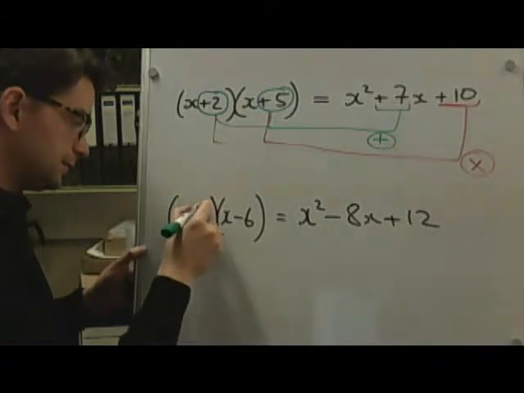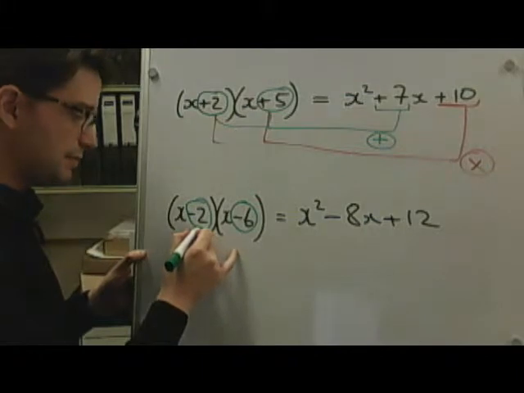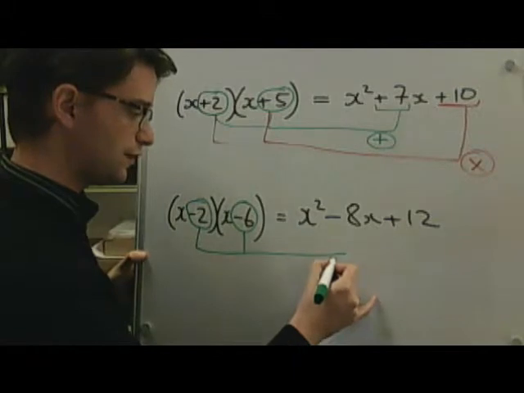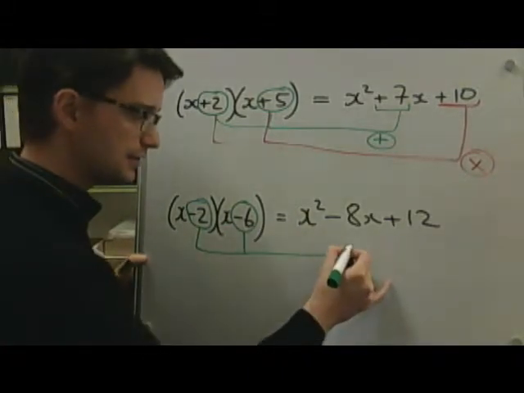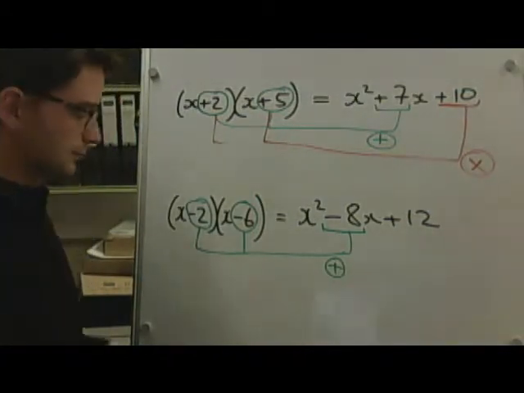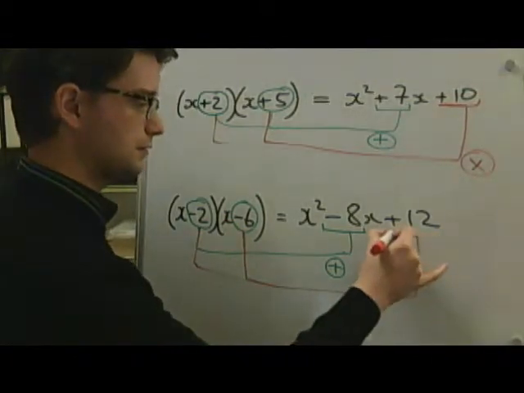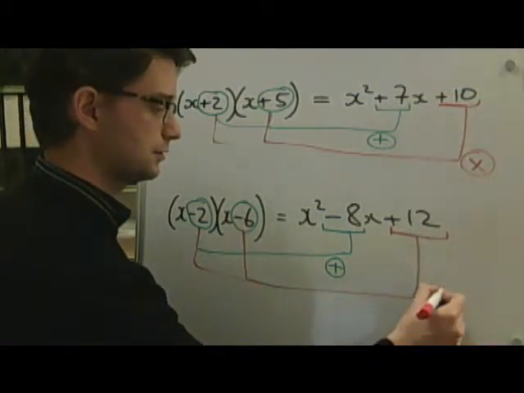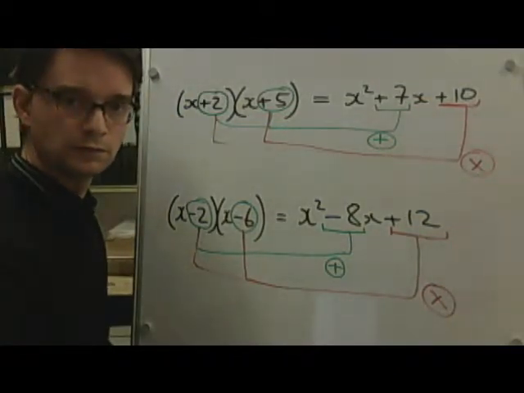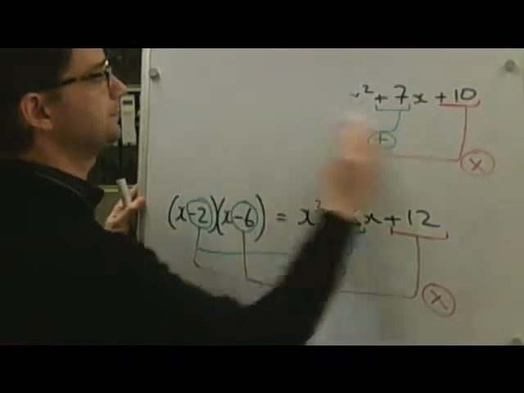If I look at this one, similarly, if I take minus 2 and minus 6, and I add those two figures together, minus 2 plus minus 6 is minus 8. Minus 2 times minus 6 is plus 12. Bear that in mind. We'll do one more example.